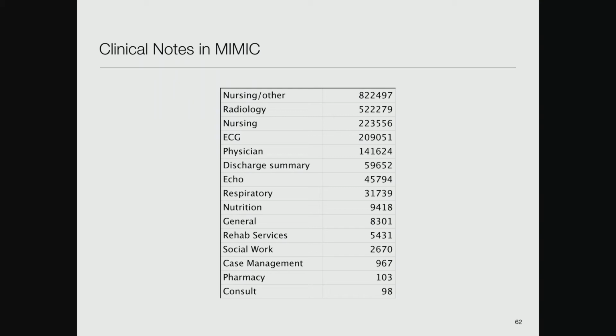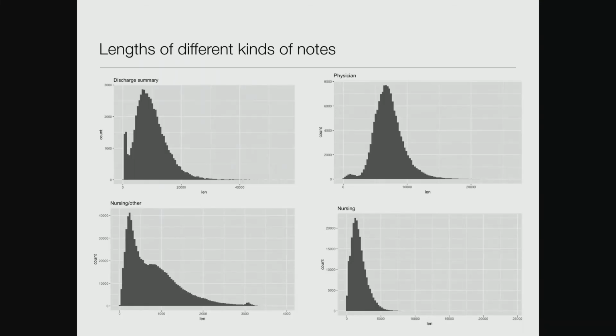echocardiograms, respiratory, et cetera. And if you look at the distribution of the length of these, they are unfortunately not on the same scale. But the discharge summary is the thing that's written at the time you leave the hospital. So this is sort of the summary of everything that happened to you during your hospitalization. And it's long, so it goes up to like 30,000 characters. It's a short story, not so short story.